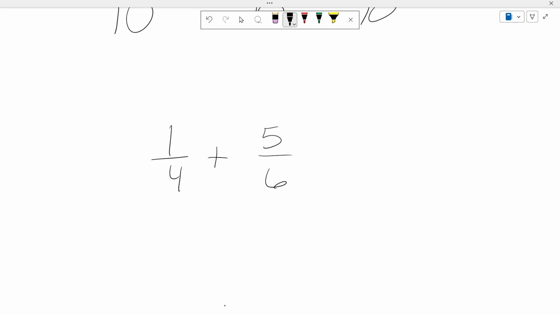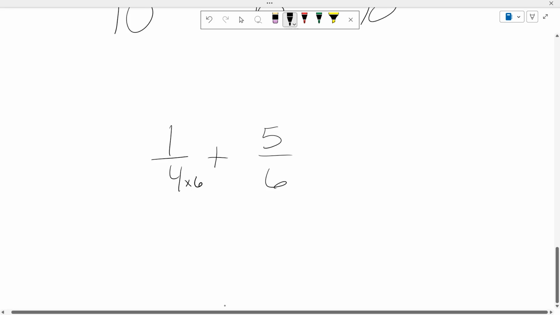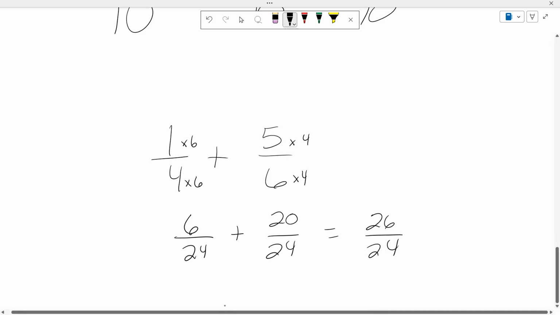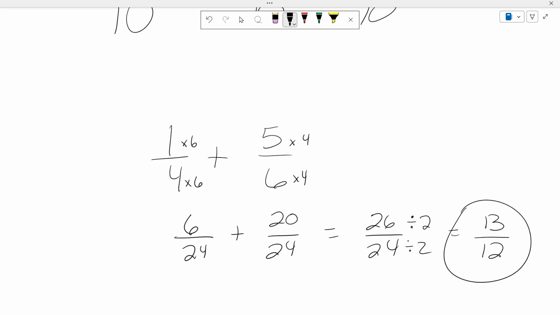All right, let's do this. All right, so we took this one times 6 and this one times 4, because we took them times each other. So we get 6 over 24 plus 20 over 24, which is 26 over 24. That's how far you got, Gito. Then since they're both even numbers, we divide them by 2. And we get 13 here and 12 here. So 13 over 12.